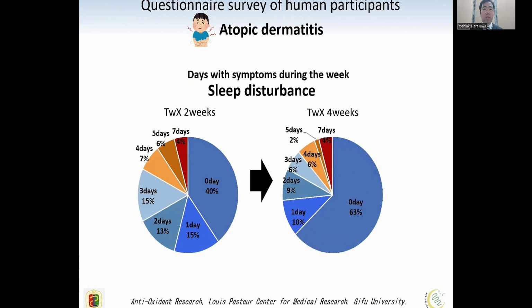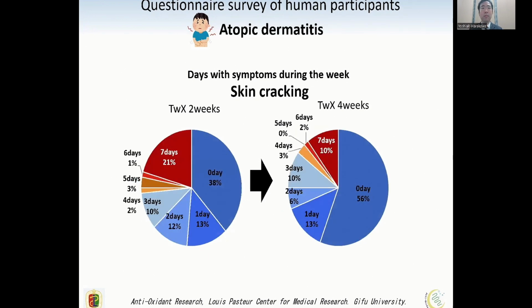This is about the number of days that sleep was disturbed by eczema. The number of days when sleep was not disturbed by eczema increased by 1.5 times after 4 weeks of treatment with 20X. Looking also at the number of days that skin cracking due to eczema occurred, the number of those who had skin cracking every day decreased to half after 20X, and 0 days was increased.